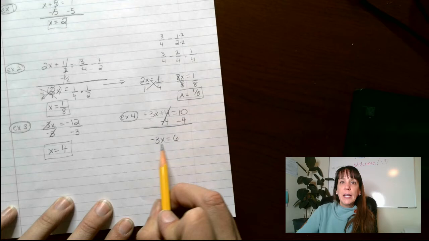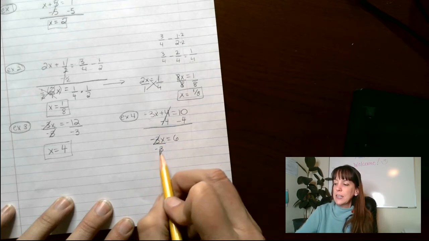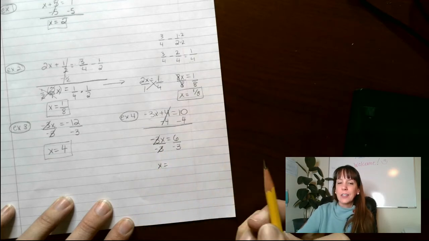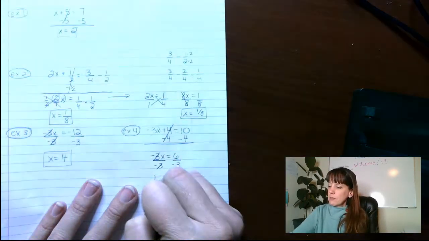I'm currently multiplying -3 times x. The opposite of multiply is divide. And that cancels out, that cancels out. x is all by itself, but what I do to one side, I have to do to the other. 6 divided by -3 is -2. -2. Okay, so circle that for you.